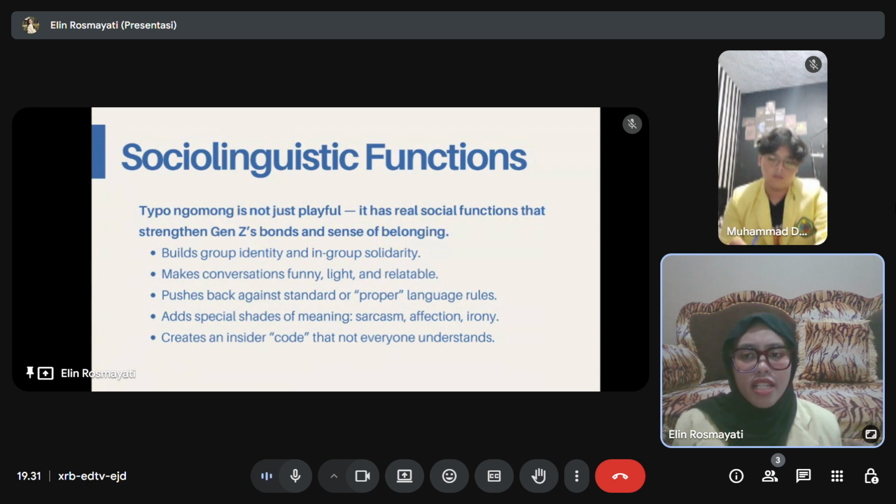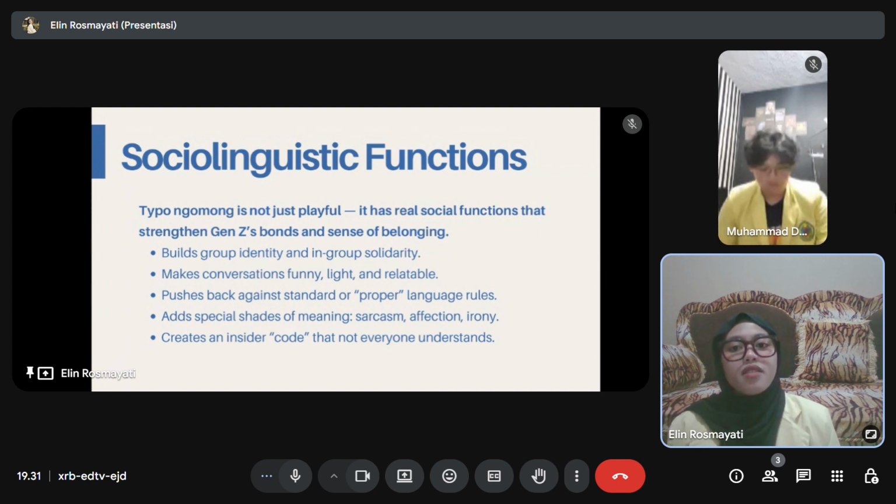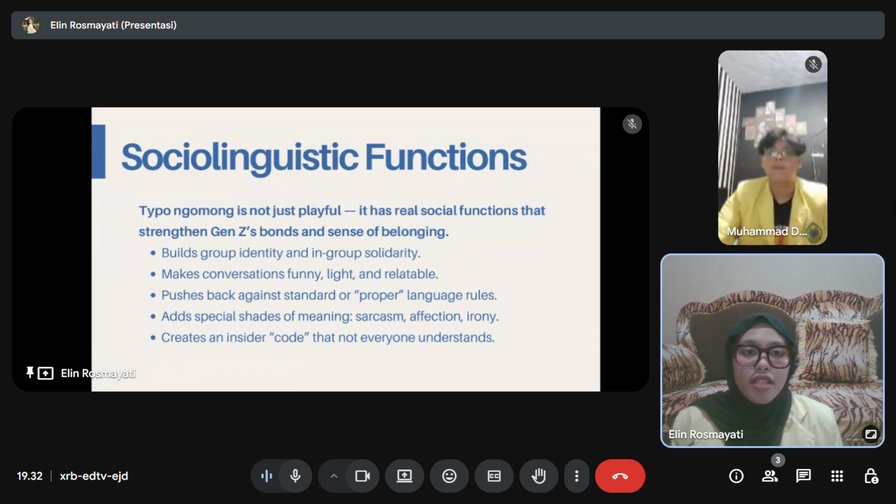The second one is making conversation funny, light, and relatable. Of course, like I said before and my partner already delivered, this phenomenon is commonly used when we make jokes and make the conversation more funny and really make the conversation light.